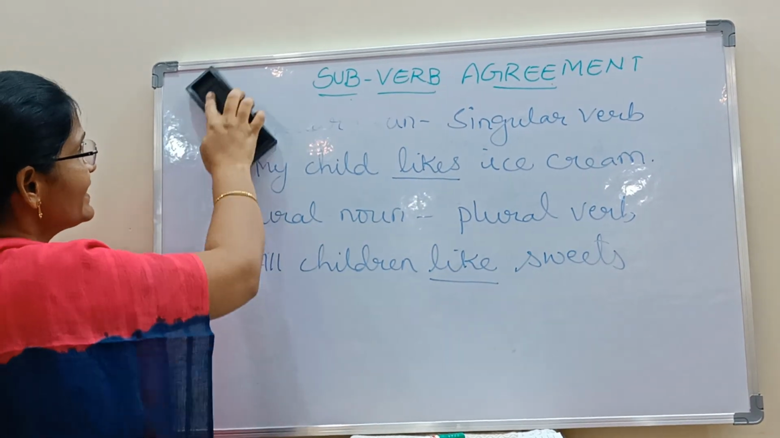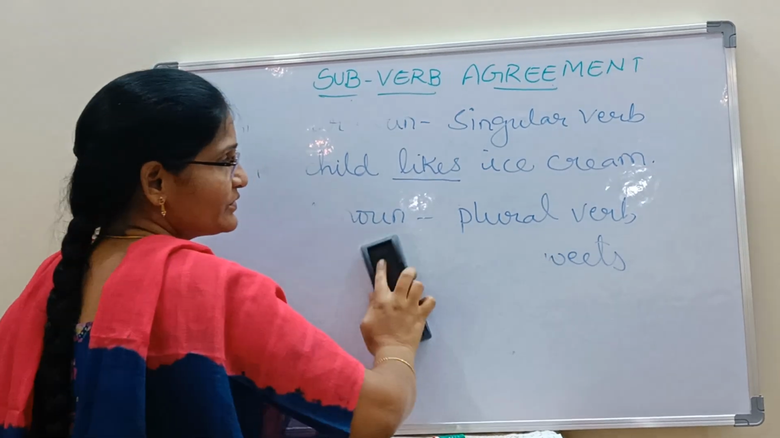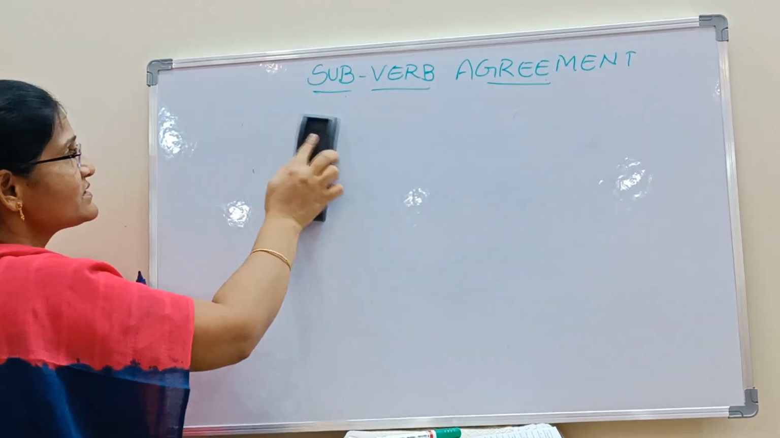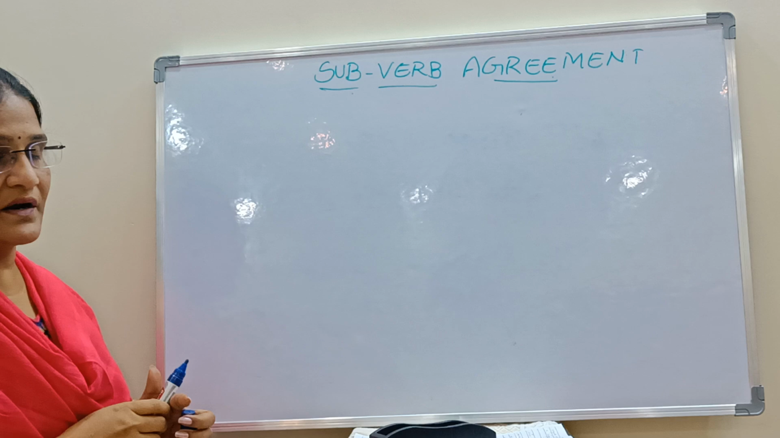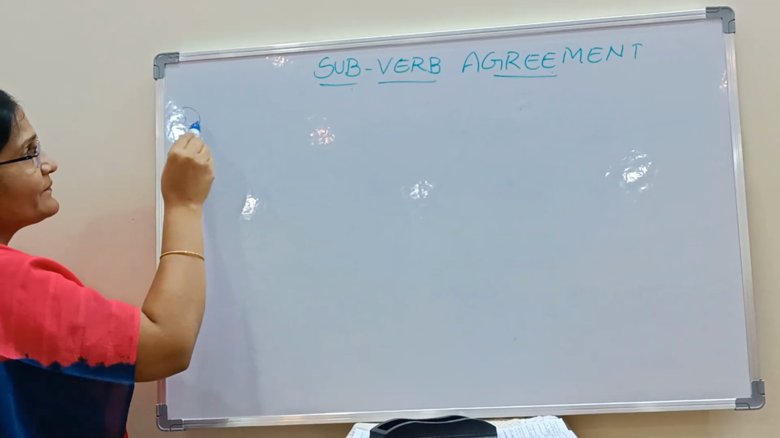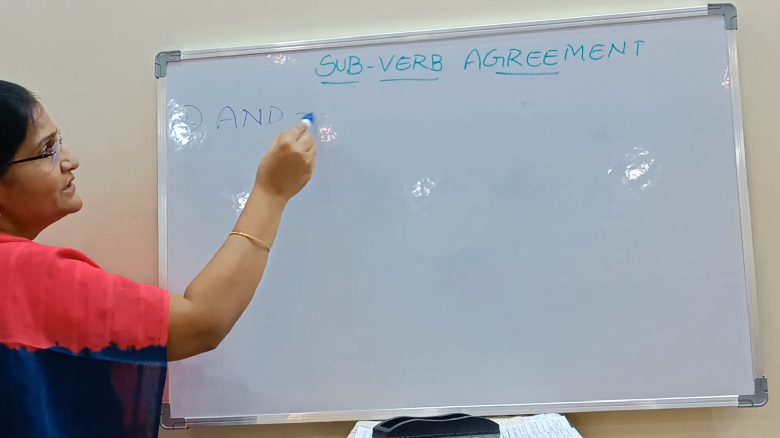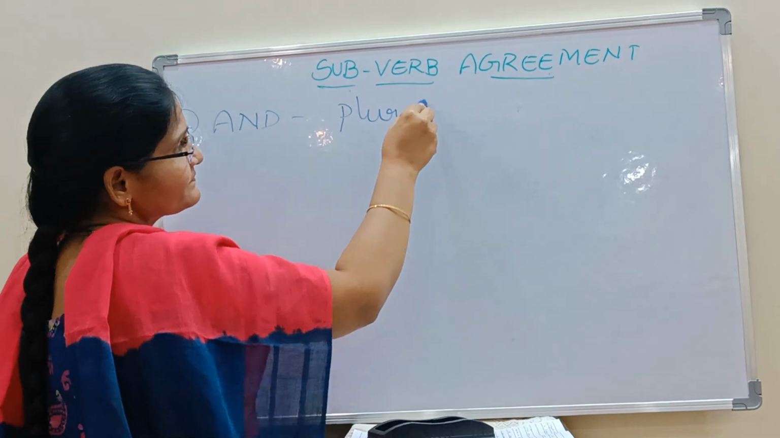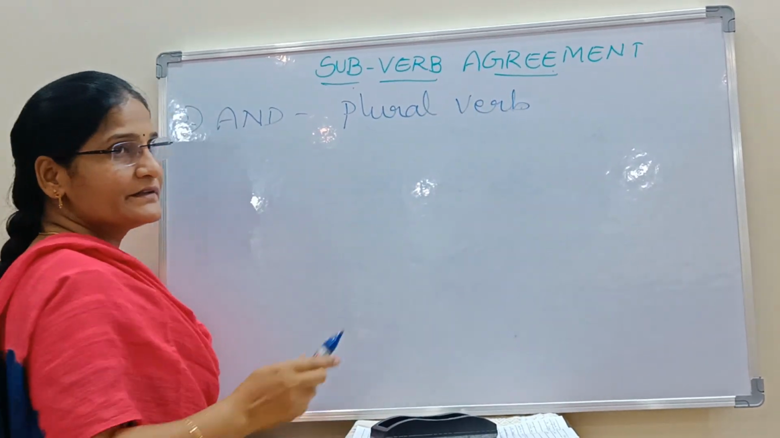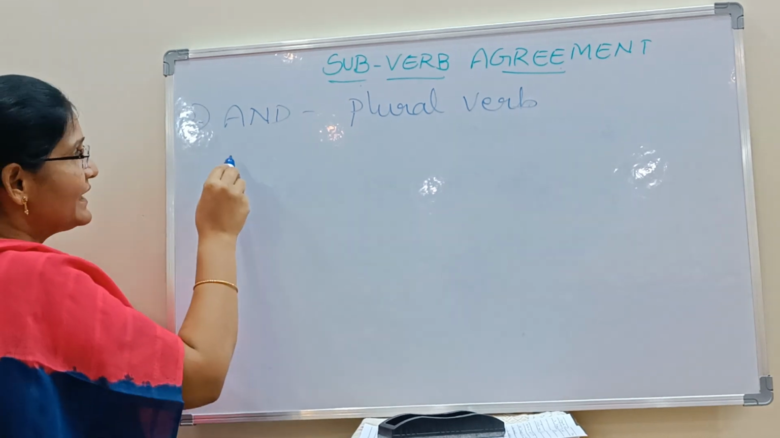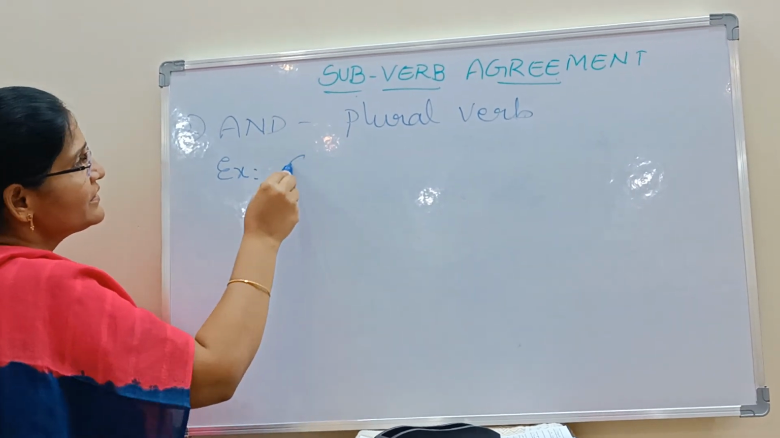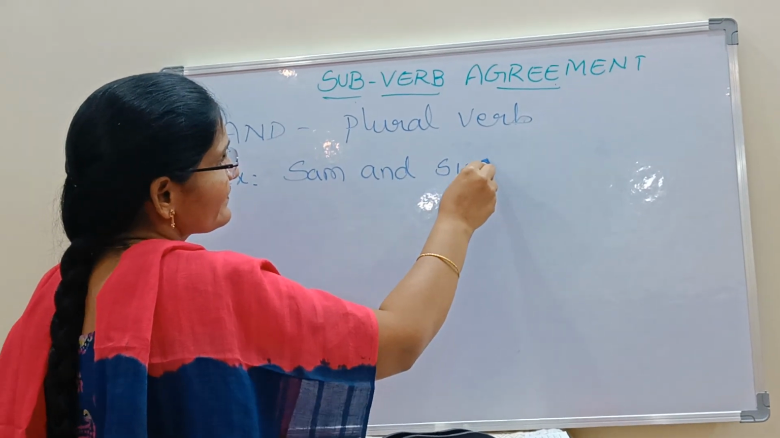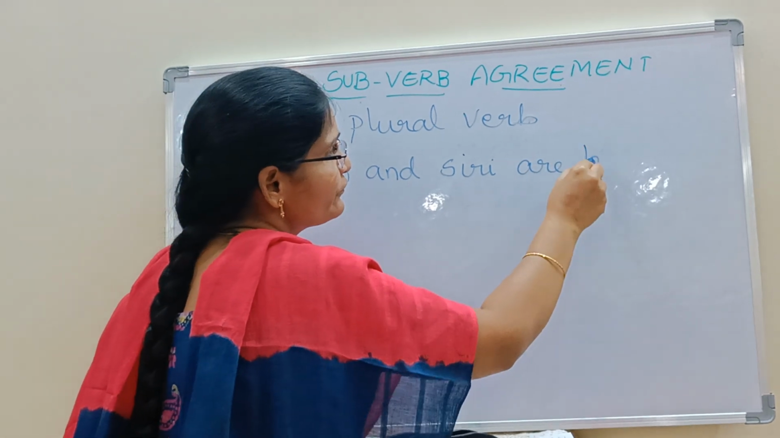Now we go to the second rule. What is this second rule? Whenever we use two nouns or pronouns combined with the conjunction and, what do we need to use? We have to use a plural verb. Plural verb we have to use. I will show you the example here. Sam and Siri are friends.